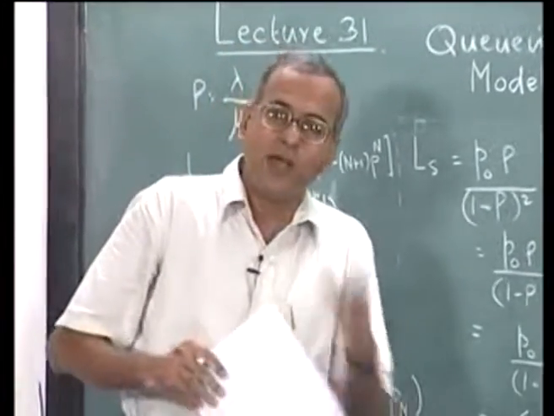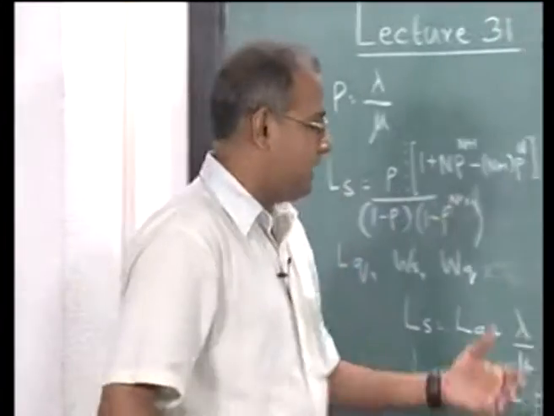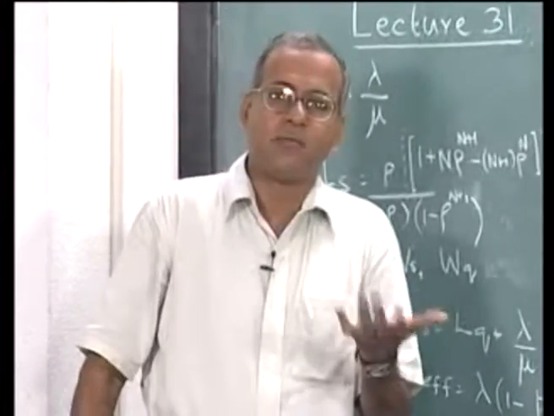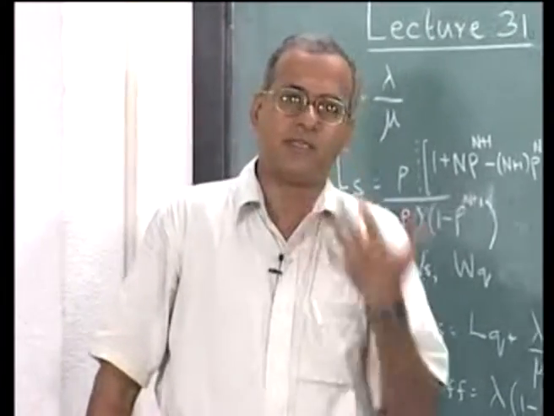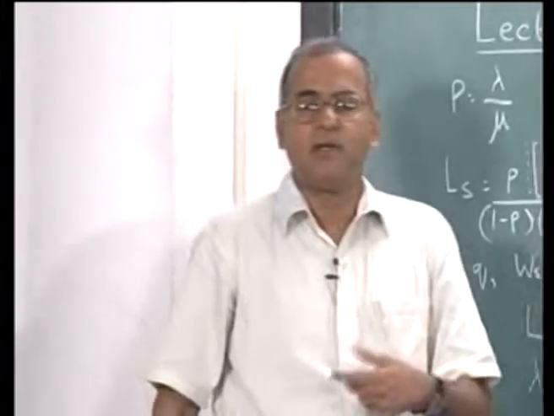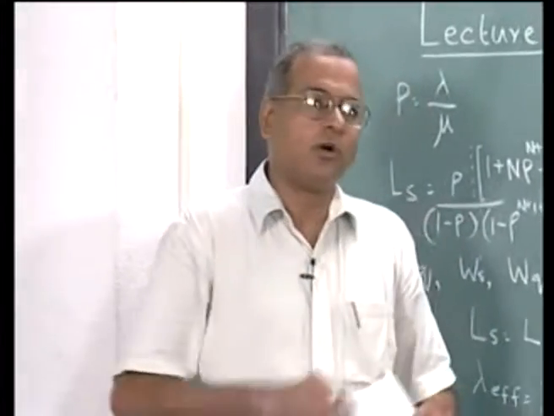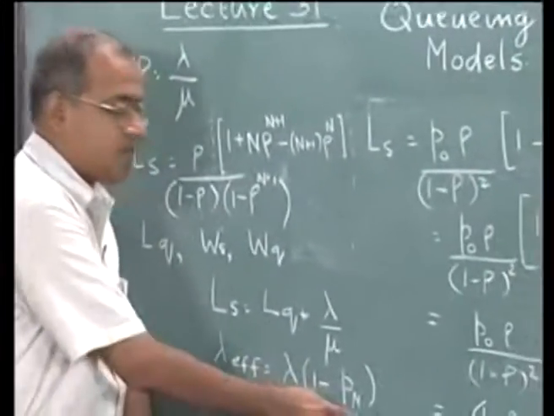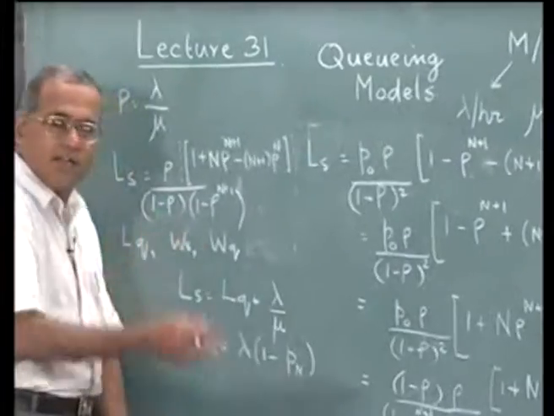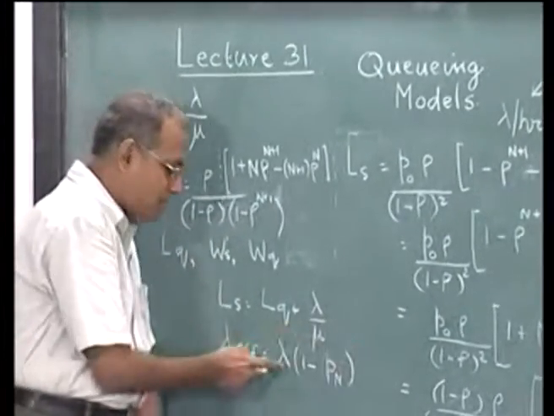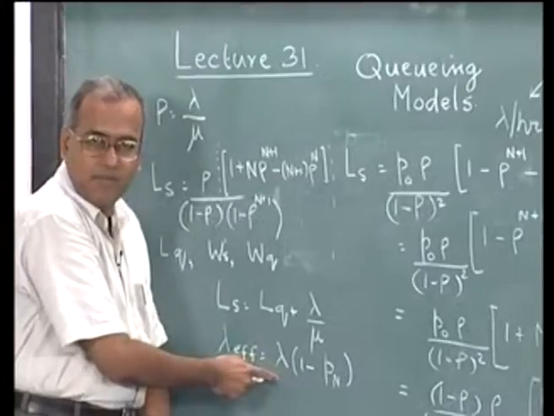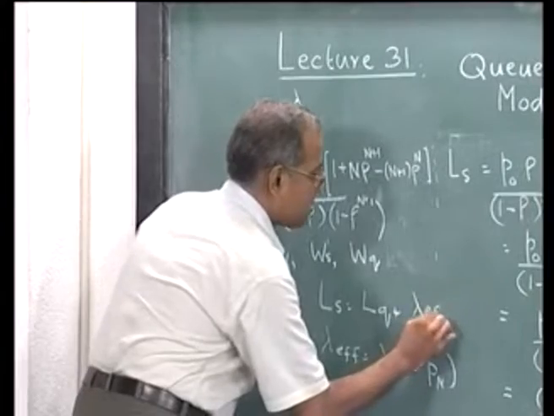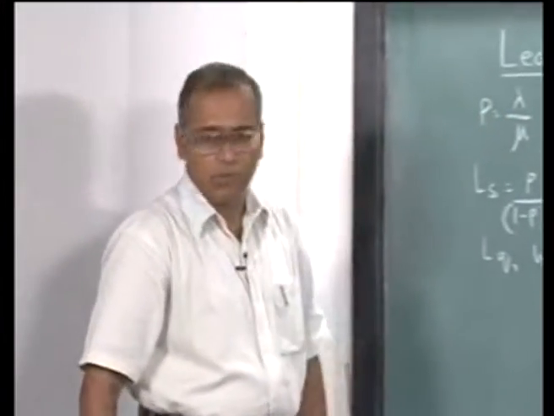So, the actual arrival rate, even though it is lambda, not all lambda come in. There is an effective rate, because the moment we have N people in the system, with a probability P_N, people leave the system. So, people who actually enter the system have a probability of 1 minus P_N. So, the effective arrival rate is lambda into 1 minus P_N, which is actually less than lambda. The moment we have this lambda effective, we write Ls equal to Lq plus lambda effective by mu.